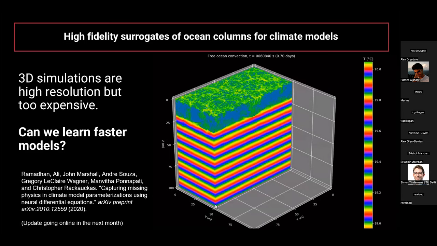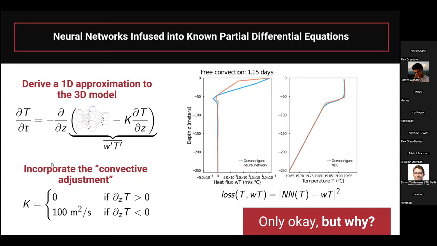Well, if you don't have the neural network here, this is a standard approximation. You write it out. This is called the convective adjustment. Now, for the convective adjustment equation, normally you'd have these higher order terms. These higher order terms require that you calculate other PDEs in order to get them. And so you would normally drop them in a climate model.